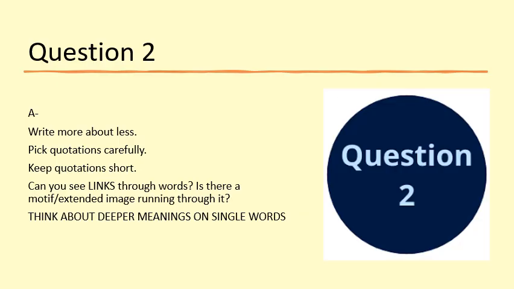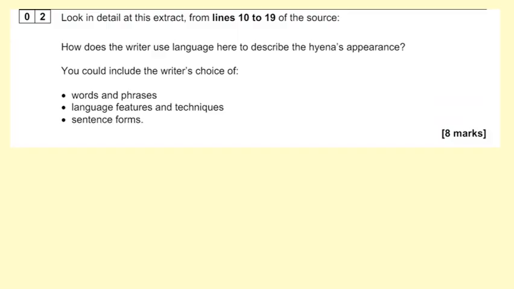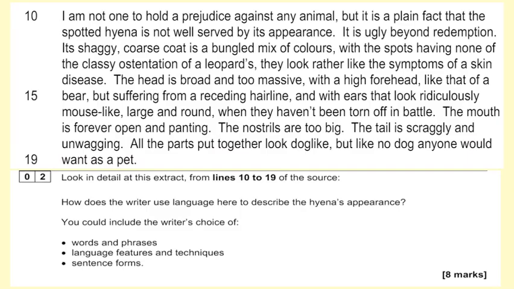Okay, question 2. Question 2 is language analysis. Right, more about less, a lot about a little rather than a little about a lot. Pick your quotations carefully. Try and keep your quotations short. Can you see links through words? Is there a motif, an extended image that runs through? That links to the other video that we've done. Think about different meanings.